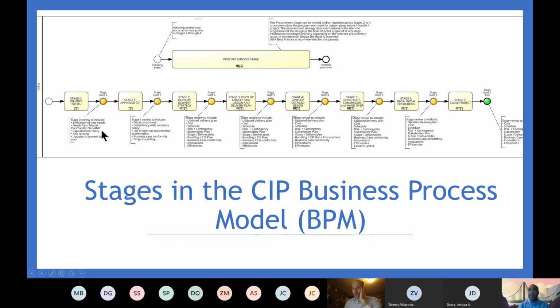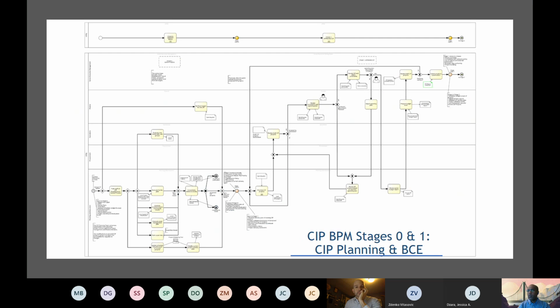And as you can see here, there are stage reviews, and for each stage there are listed stage reviews that the reviewing body checks, whether those are accomplished or not, before giving approval to go to the next stage. So this is in general the overview of the stages in the CIP business process. So I'll go to the next one.